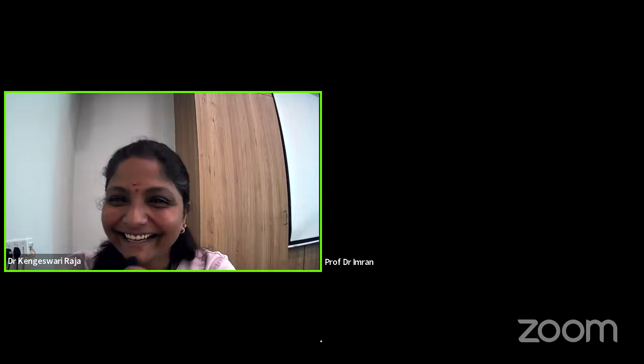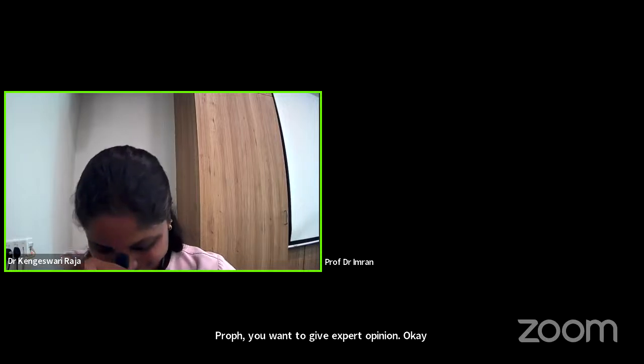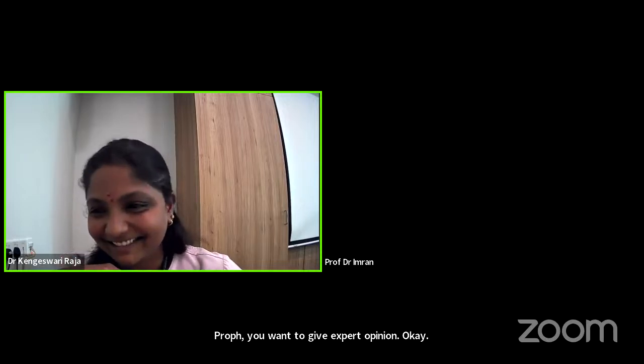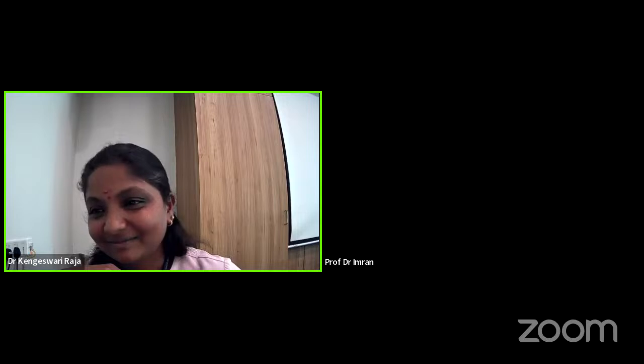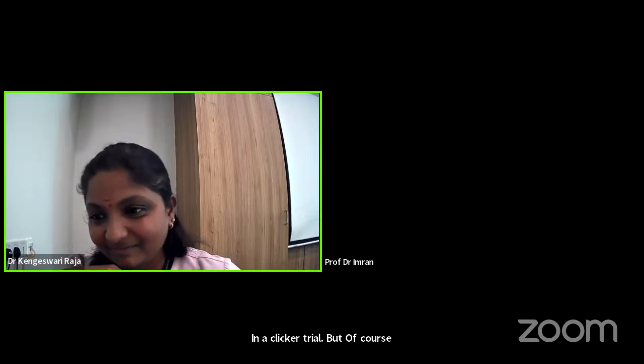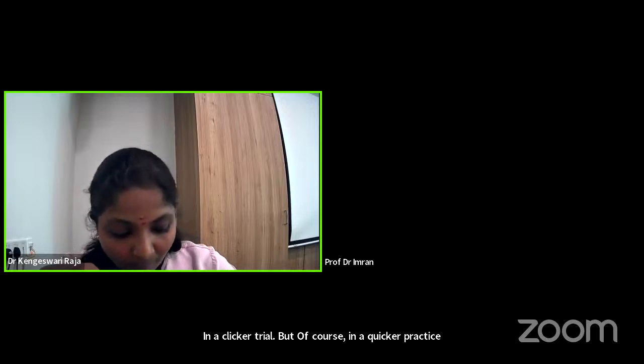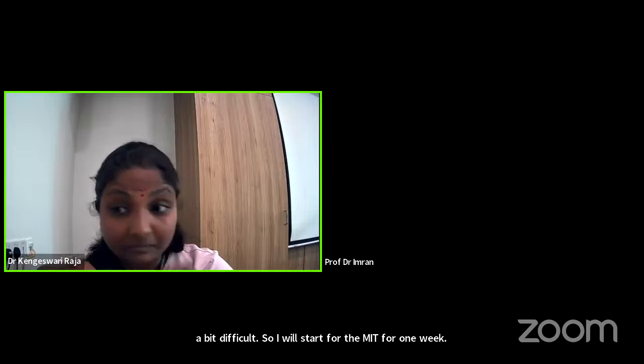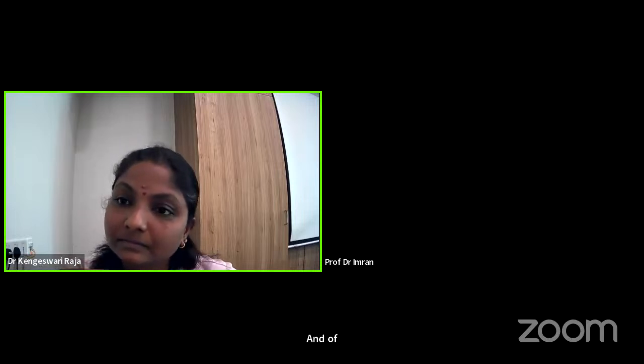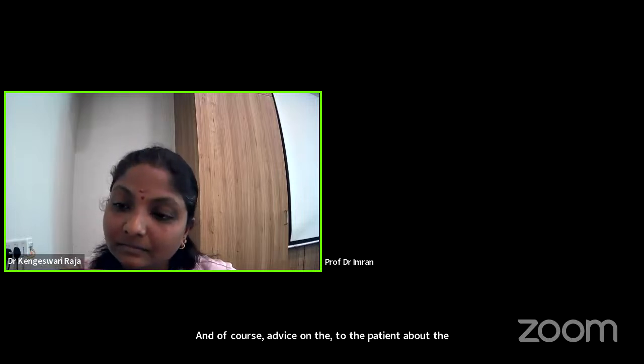Okay, so we have a lot of these issues sometimes when it comes to high potassium and MRA. So normally I will stop the drugs for about 5 days in a clinical trial. But of course, in clinical practice, it's a bit difficult. So I will stop the MRA for 1 week. And of course, I will advise the patient about the diet, etc. And if need to, I will start on a regime.